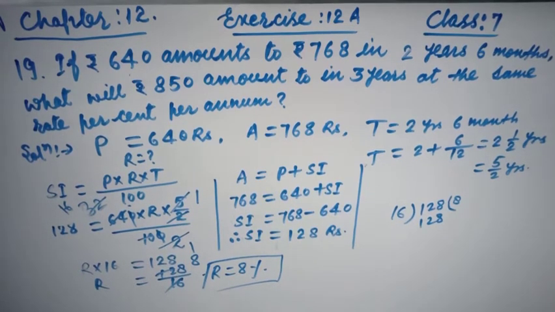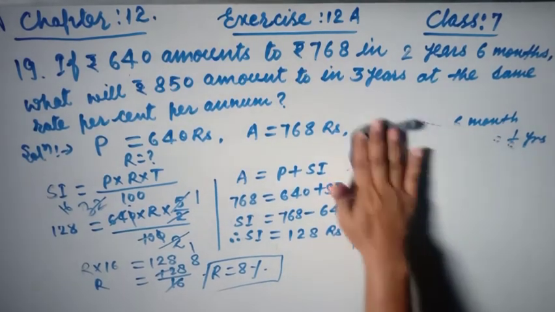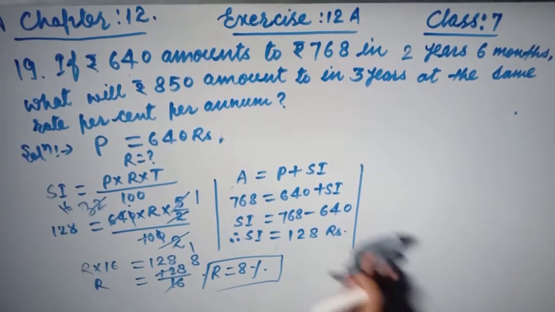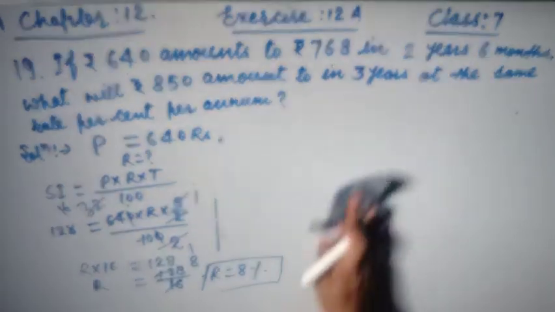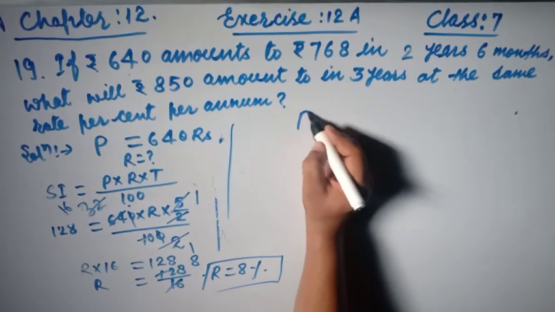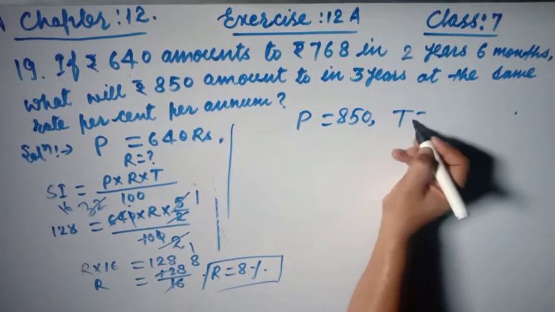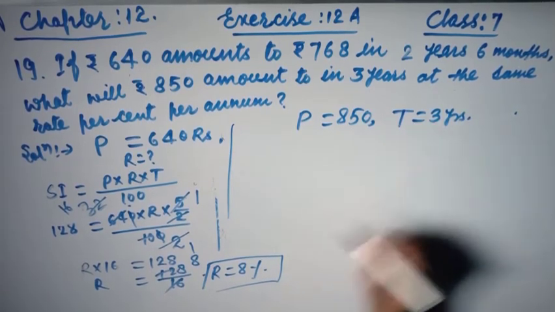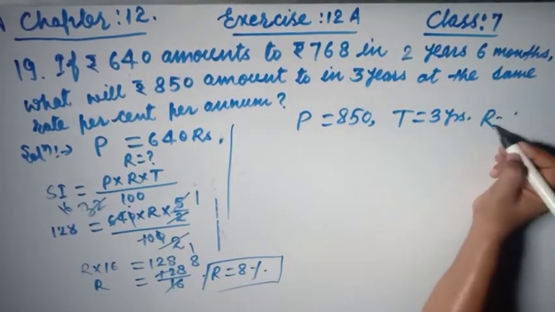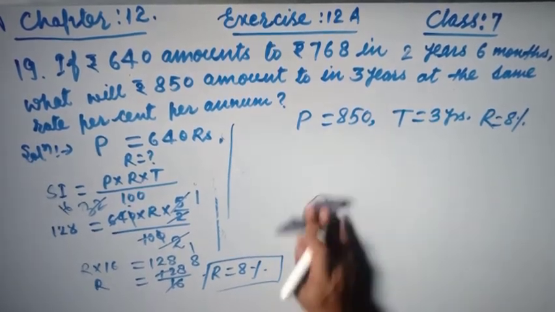Now we will apply this R in the second statement. Now friends, in the second statement, have a look. Here P is given as 850 rupees, and time is given as 3 years. R is the same, because it says same rate percent, so R is 8% as it is. Now we have to find the amount.